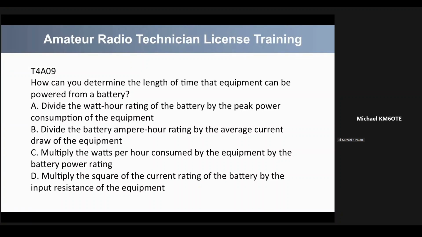It's the average current, because you'll find that most of the time the radio is just sitting there receiving and it uses very little current. It's only when you're transmitting that you use the maximum current. So you have to be rated for the maximum current, but your amp hour rating, the amount of time that the battery is going to last, is going to be your average current. So the key here is average. And so the correct answer should be B. Okay.